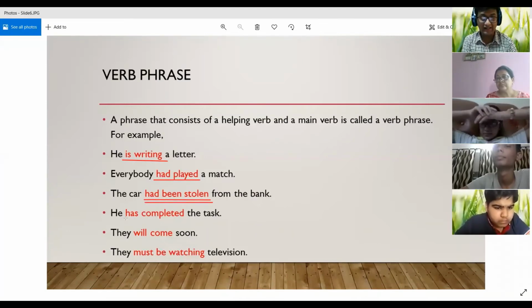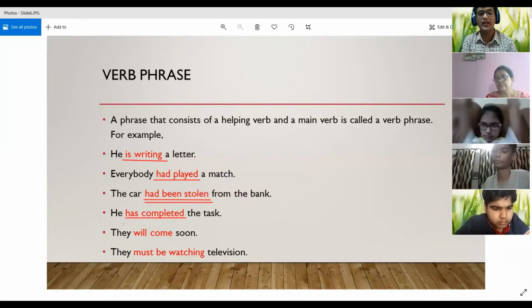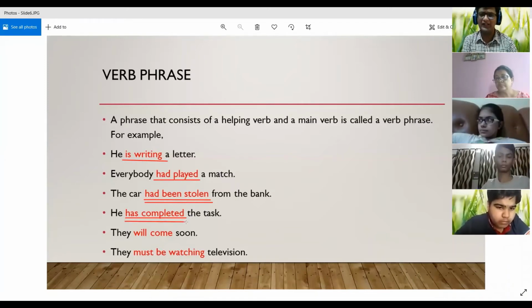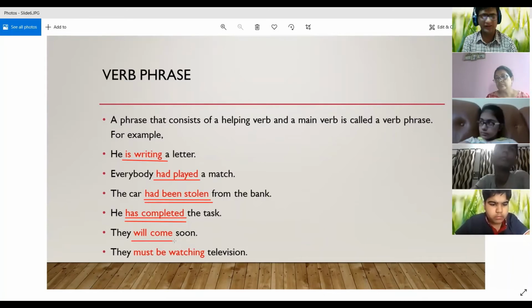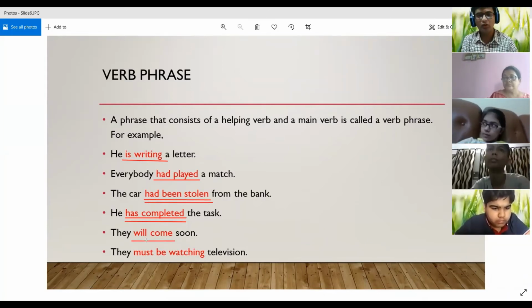Now, he has completed the task. So has completed is the present perfect form of tense, right? So has completed over here will become the verb phrase. So you can easily see that the correct form of the tense is the verb phrase in all these sentences. They will come soon. So will come is the simple future tense, right? So will come over here will become the verb phrase.